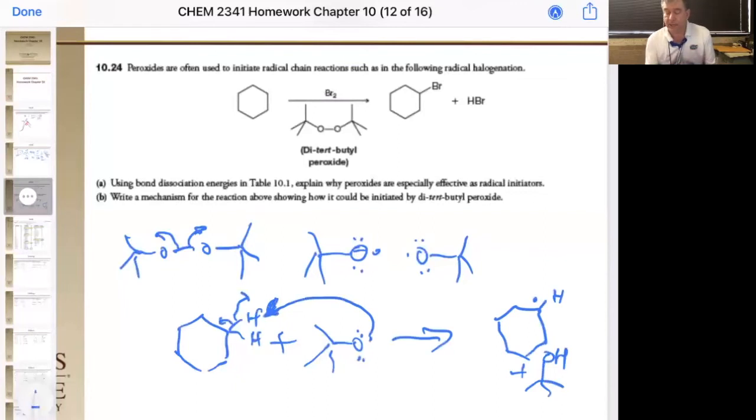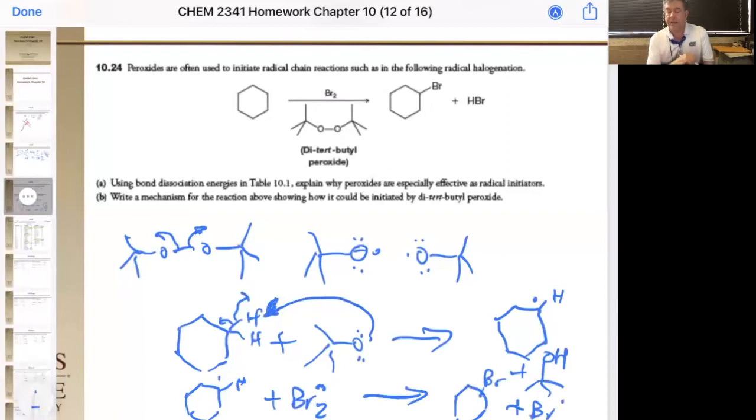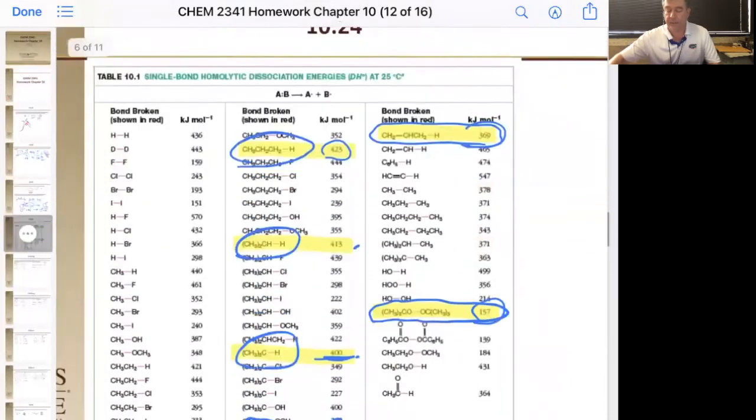And then the next reaction is that that radical can react with, let's do it with bromine by itself here. And so that's going to give us our product plus a bromine radical. And that bromine radical can then go and extract a hydrogen, turn it to HBr, and give the process over and over again. Okay, so do you see why we use peroxides? Because that bond dissociation energy is so much less, and we can initiate with them very easily.